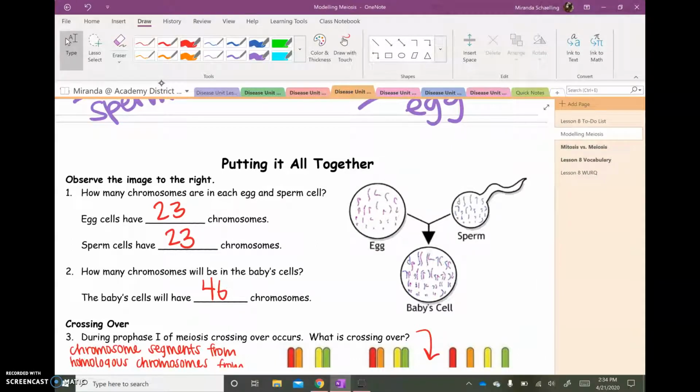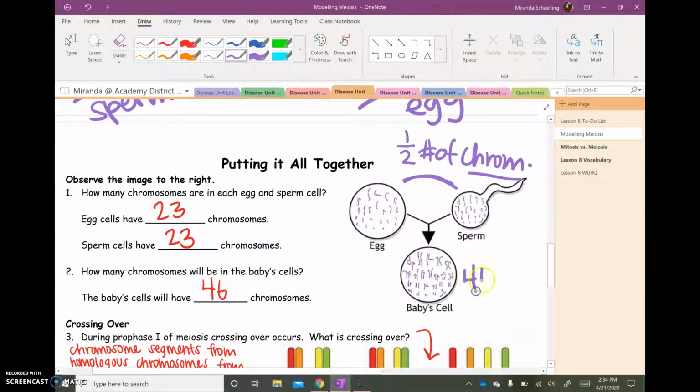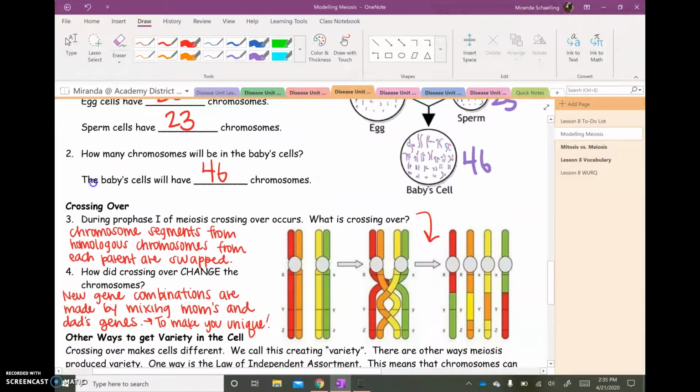All right, so if we're looking here, we know that egg and sperm cells, they're gametes because they have half the number of chromosomes that the full organism has. Okay, so if you're human, you have 46 chromosomes. So that means that your egg cells have 23 and your sperm cells have 23.